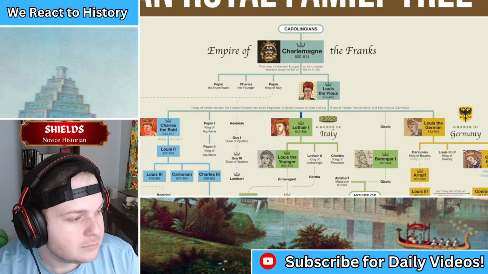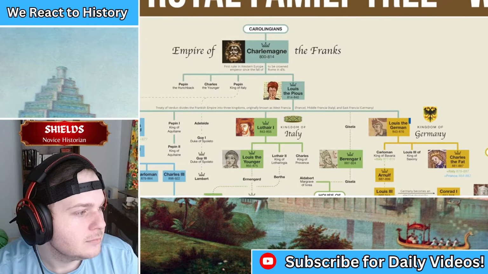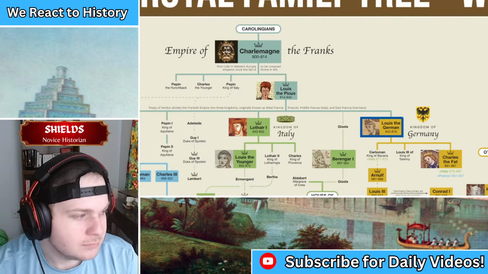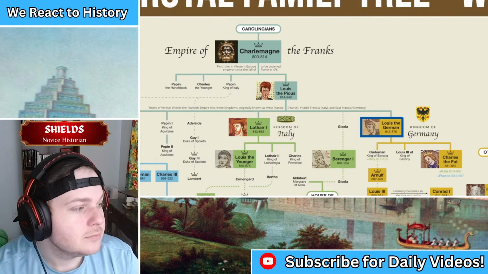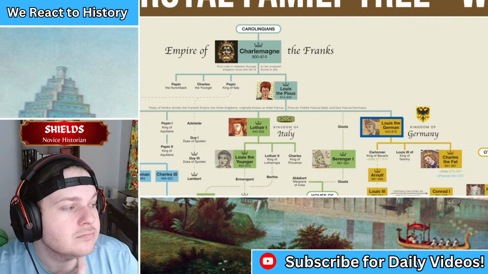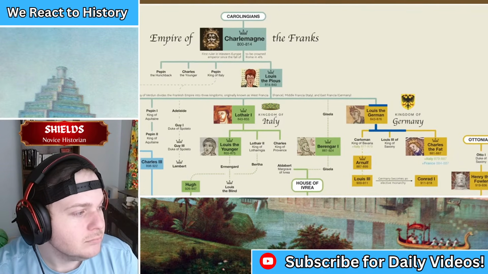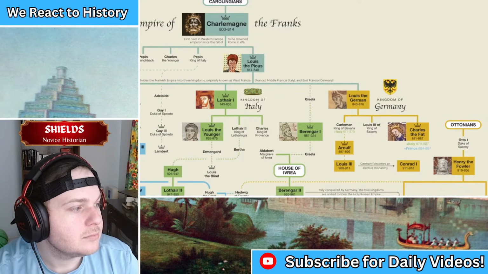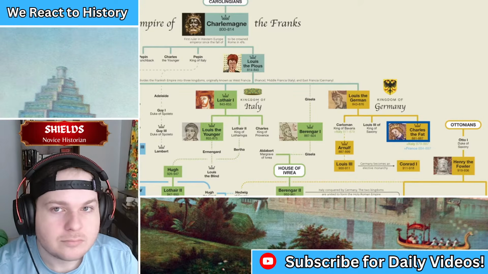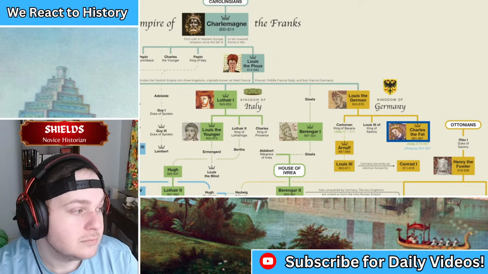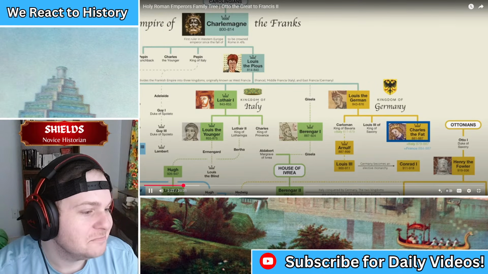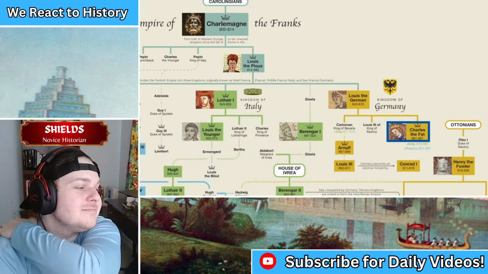Note that the first ruler of East Francia was called Louis the German. This is because even then it was understood that East Francia basically corresponded to what the Romans had called Germania. Louis the German originally split his kingdom into three parts: Bavaria, Saxony, and Swabia. But eventually his youngest son ended up inheriting all three. He was known as Charles the Fat, and he was also the first person from East Francia to obtain the title of emperor.